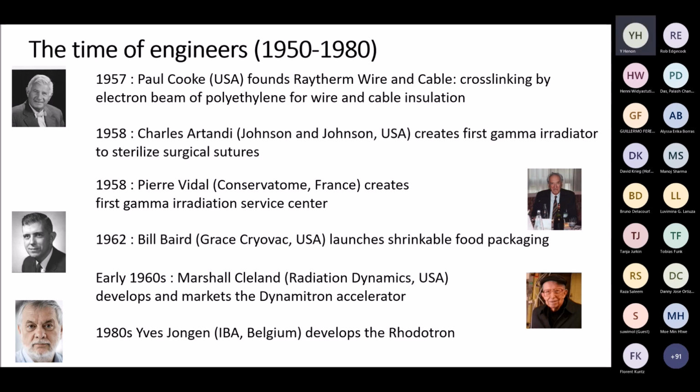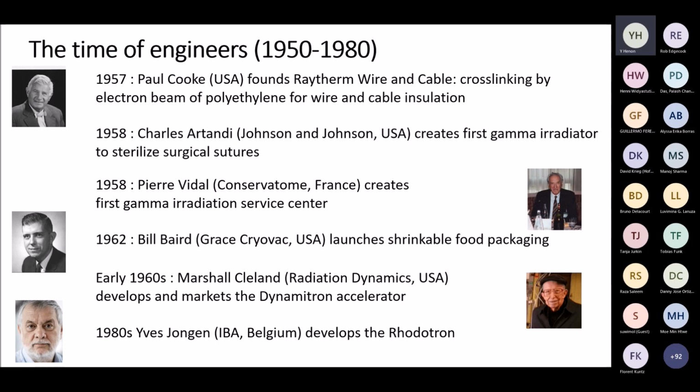Down the line of people who were involved in the invention of radiation sterilization, we will find Charles Artandi, someone working for Johnson & Johnson, who created the first gamma irradiator. It was an in-house facility to sterilize surgical sutures, in a gamma irradiator located in Somerville, New Jersey, that still exists today and is still operating.